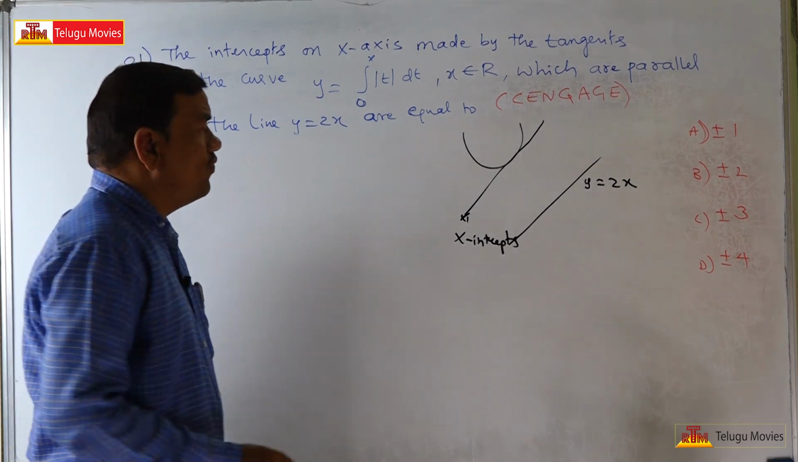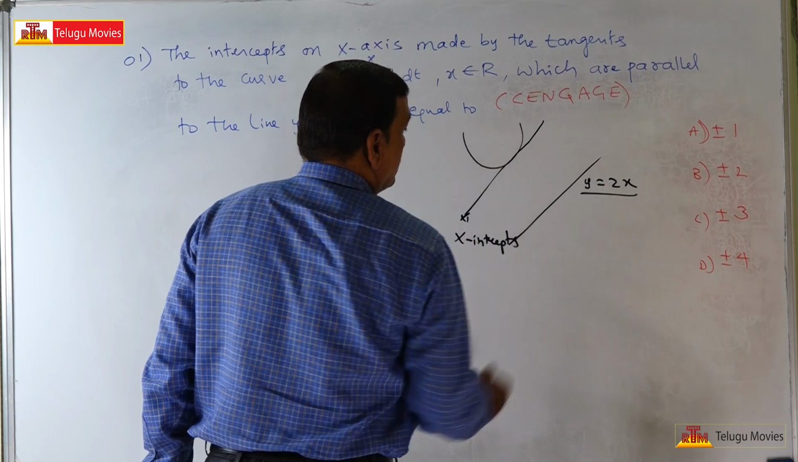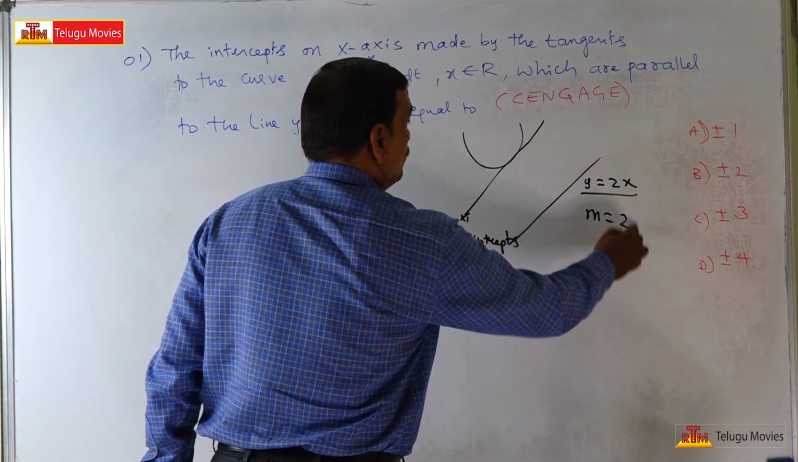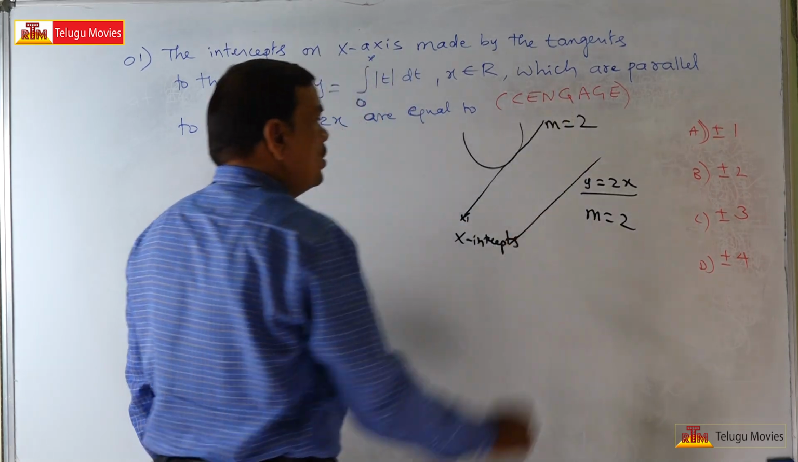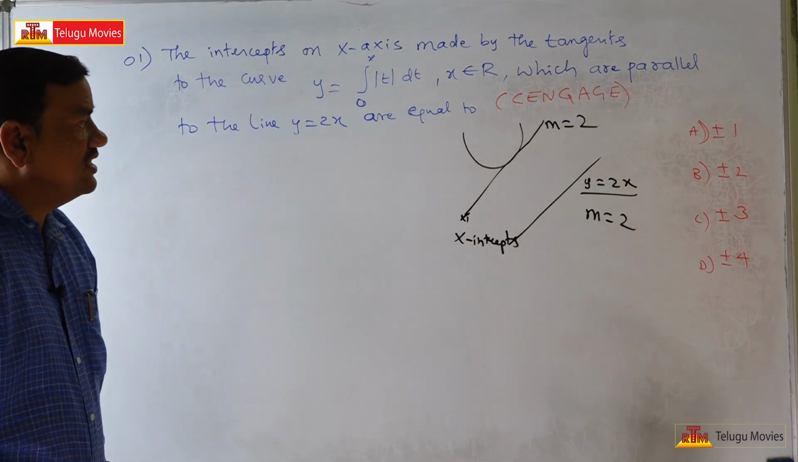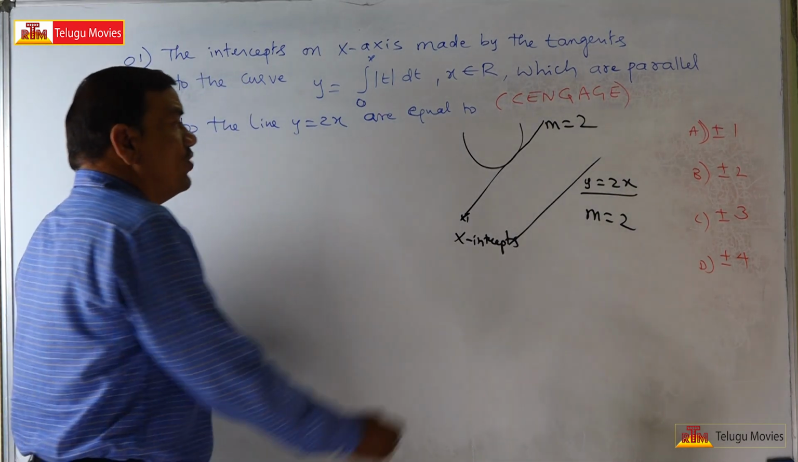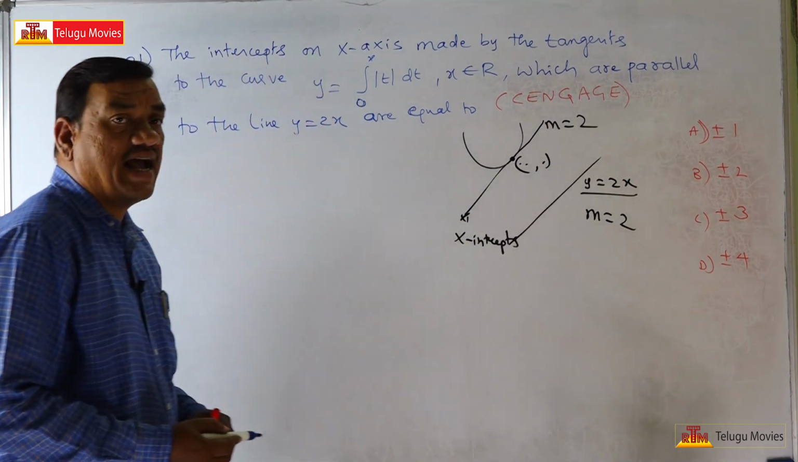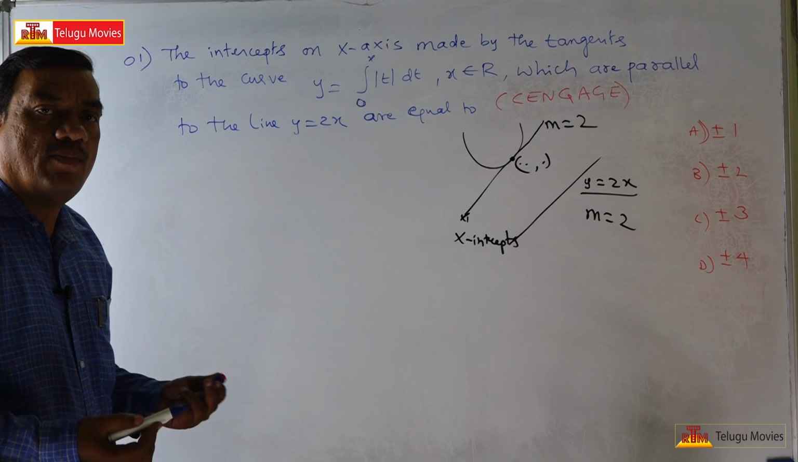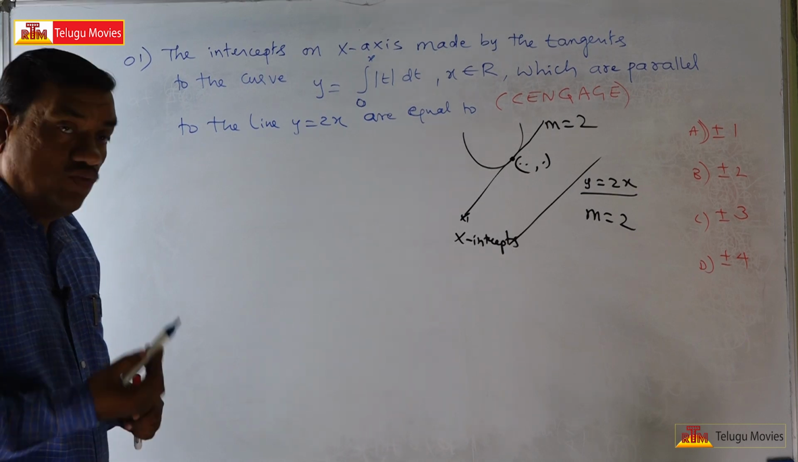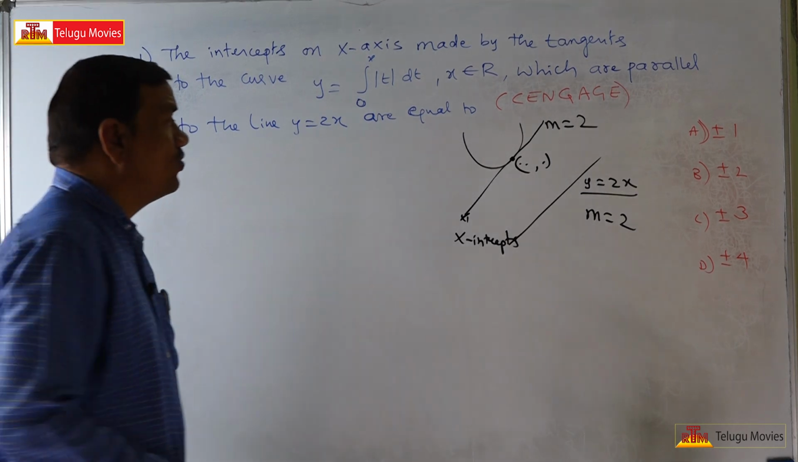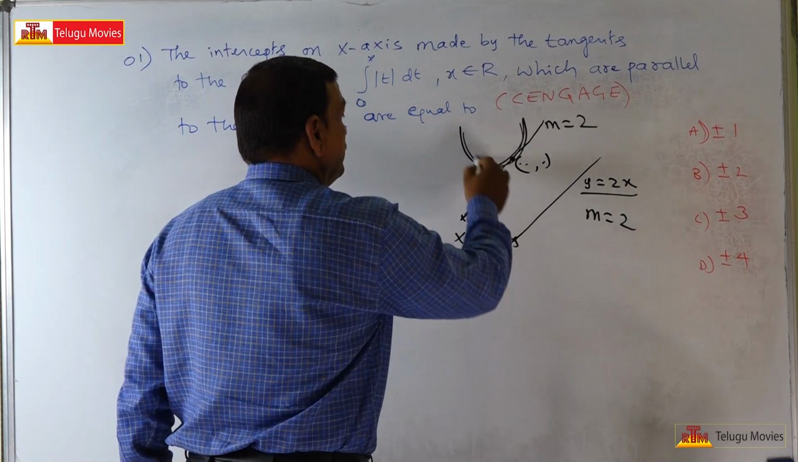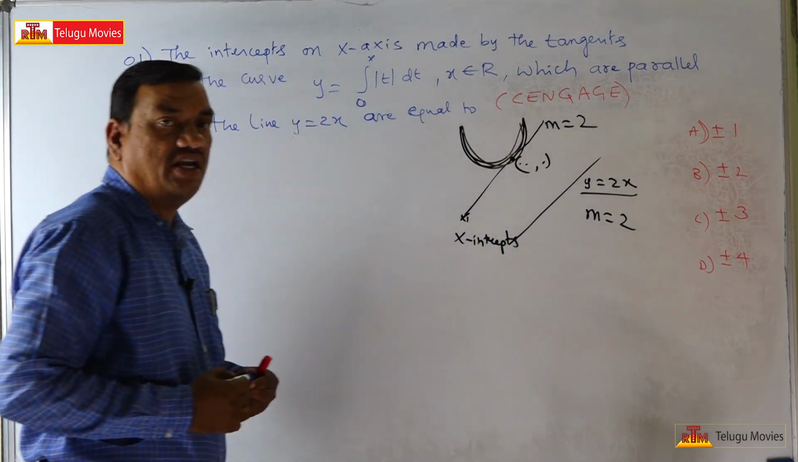Now we know that y equals 2x. So what is the slope of this line? 2. Therefore the slope of this tangent is also 2. If you find the point where the tangent touches the curve, the problem is over. But to find that point, we have to find the equation of the curve.